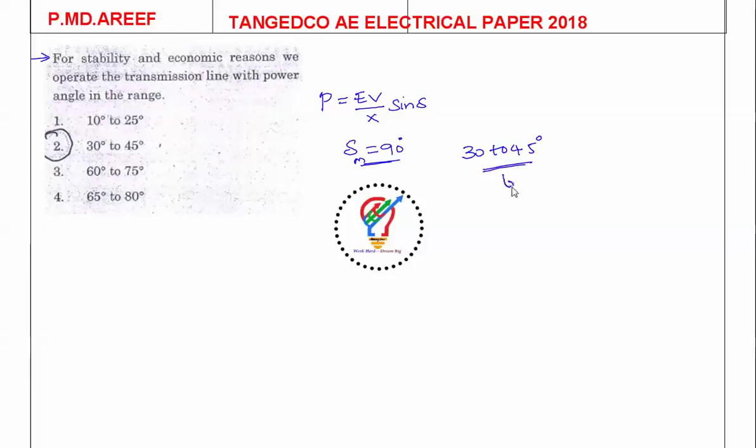If you want more details, you can go for the swing equation. Or if you want more information, you can go for equal area criteria of power system stability. Then you will understand this question here. So remember this: 30 to 45 degrees is the value of delta.